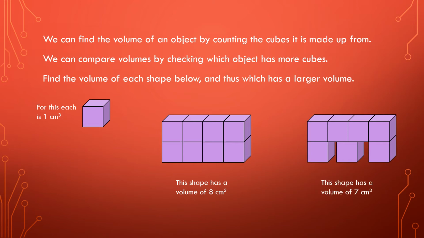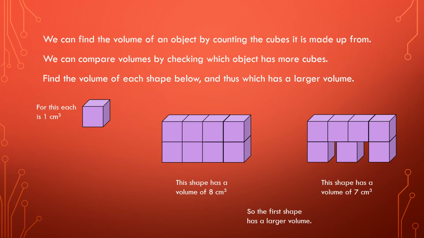And again, remembering our units here. This shape has a volume of 8 cubic centimeters, so centimeters with a little 3 next to it. Similarly, the second shape, 7 cubic centimeters, 7 with a little 3 next to it. So which one has a larger volume? The first one. The first one has a larger volume. It's made up of more cubes.